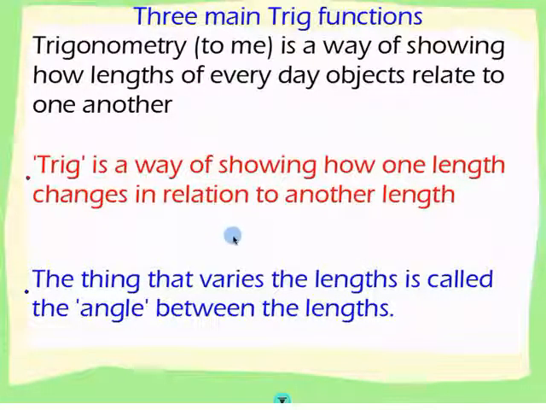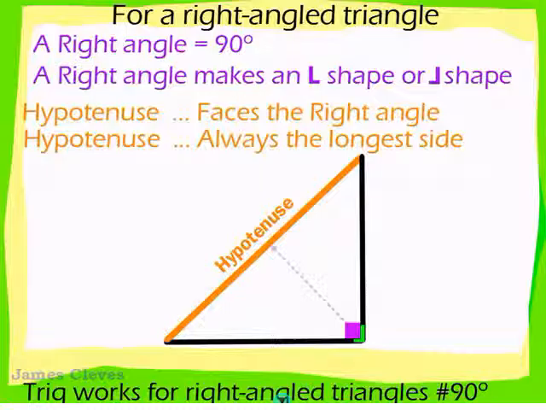The part of trig that we're going to look at is to do with right-angled triangles. A right-angled triangle is obviously a triangle that has one angle that's 90 degrees, because the 90 degrees is the right angle. It makes a kind of L shape. It's like a corner, you know.